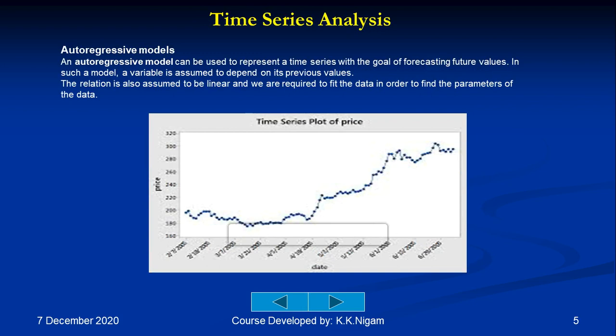Autoregressive model. An autoregressive model can be used to represent a time series with the goal of forecasting future values. In such a model, a variable is assumed to depend on its previous values. The relation is also assumed to be linear, and we are required to fit the data in order to find the parameters of the model.